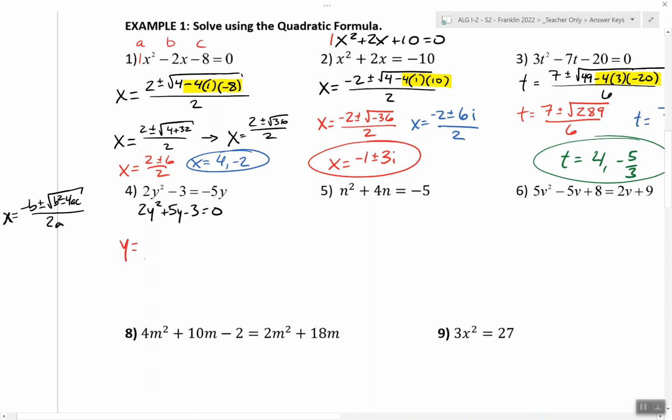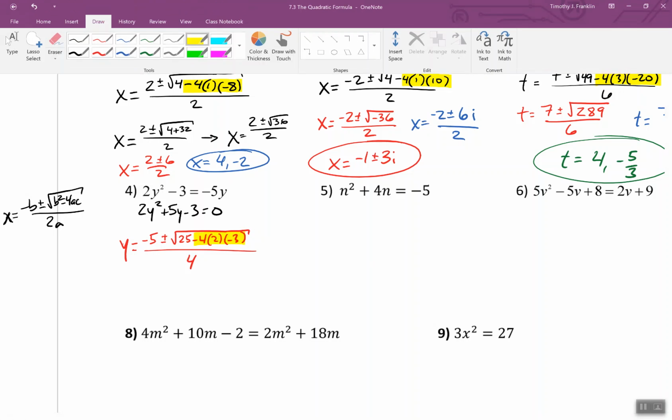So y equals negative b, well b here is 5, so negative b is negative 5, plus or minus the square root. b squared is 5 times 5 is 25, minus 4 times a, which is 2, times c, which is negative 3, all over 2a, and a is 2, so 2 times 2 is 4. And now we can simplify. In the discriminant, we have this negative 4 times 2 times negative 3. That is positive 24. Negative 8 times negative 3, positive 24.